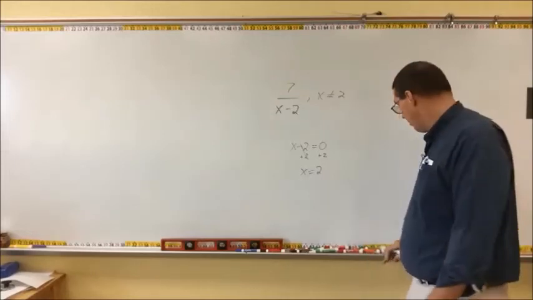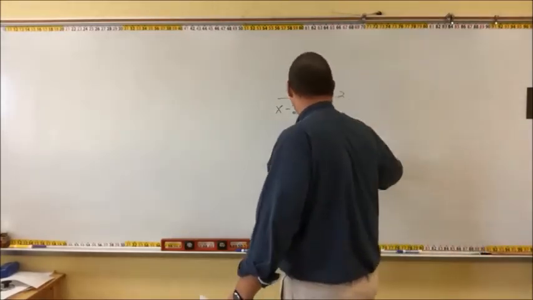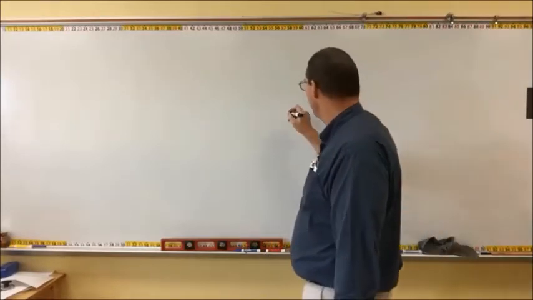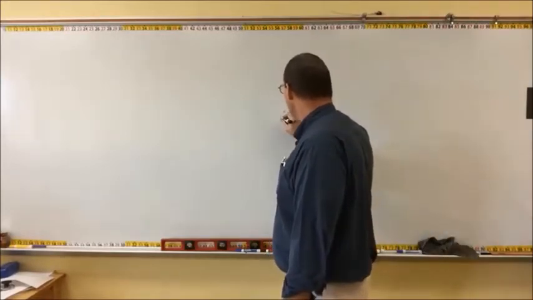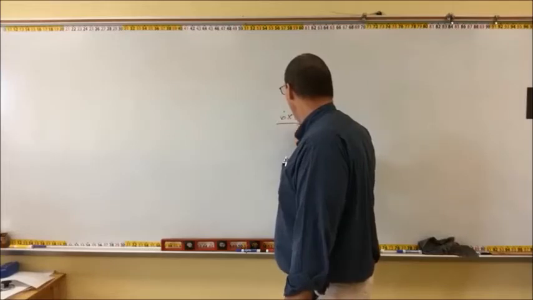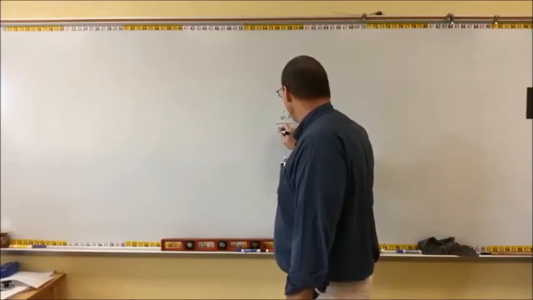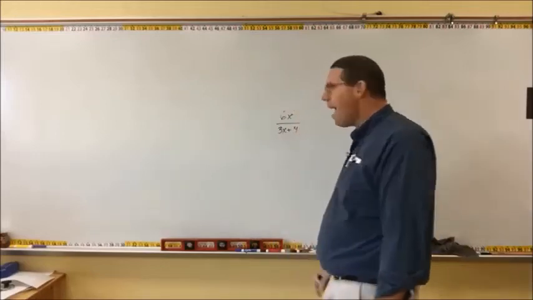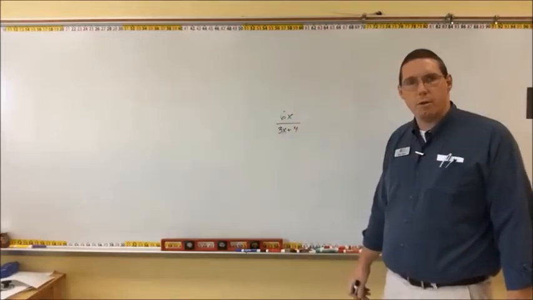Okay, are we good with that? Let's do one more. I know I said we were only going to do one more, but I just had a thought, we should do maybe just one more. What if we had 6x over 3x plus 4? Now what could x not ever equal?